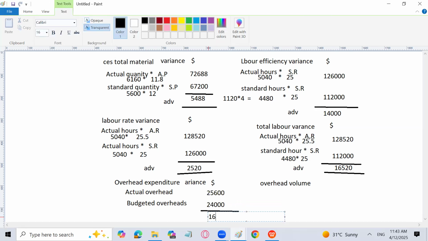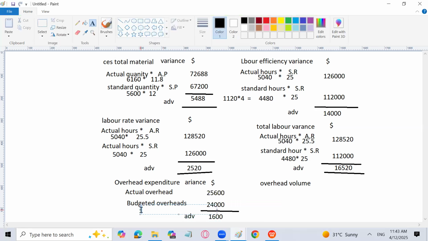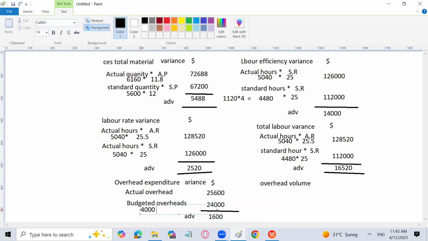And again, it is a cost variance. So 1600 positive means that it is adverse, because we have budgeted that our labor hours are 4,000 hours, consumed at the rate of 6 per hour. So the budgeted overhead cost should be 24,000, but actual overhead cost is 25,600. So that is 1600 more than our budget. That is why we have adverse variance.